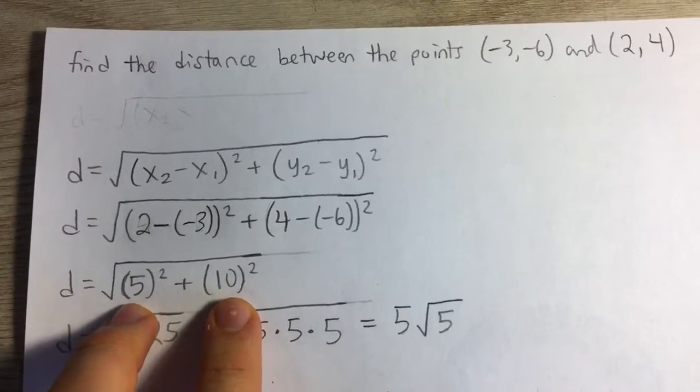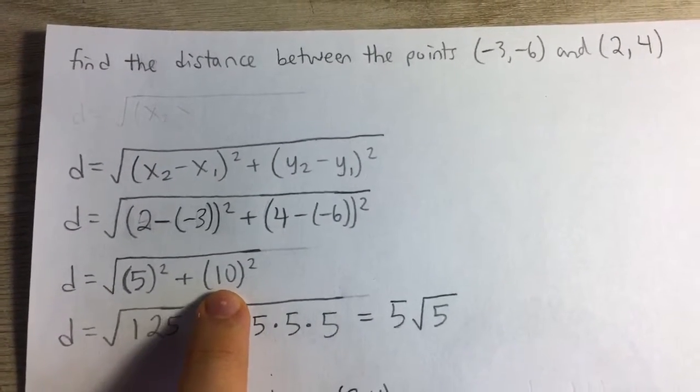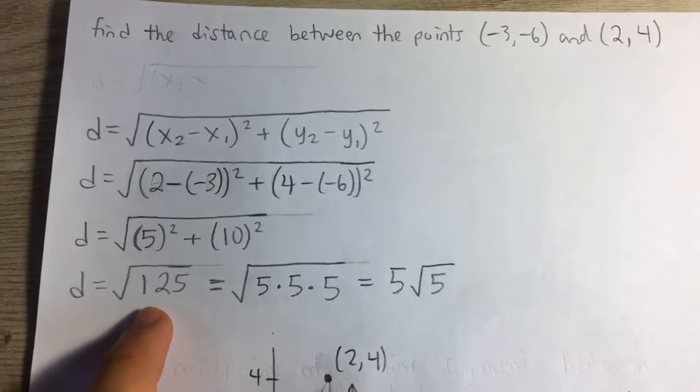And so we have 5 squared plus 10 squared. 5 squared is 25, 10 squared is 100. So we have 125 under the square root sign.